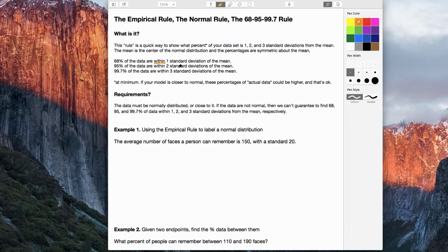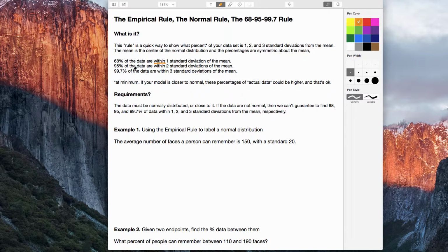So we're working with some symmetric percentages about the mean. If you go out one standard deviation from the mean, you're going to find 68% of your data. If you go out 2 standard deviations, you'll get 95%, so almost all. Go out 3 standard deviations from the mean, and you're going to get almost all of your data, 99.7% of your data.